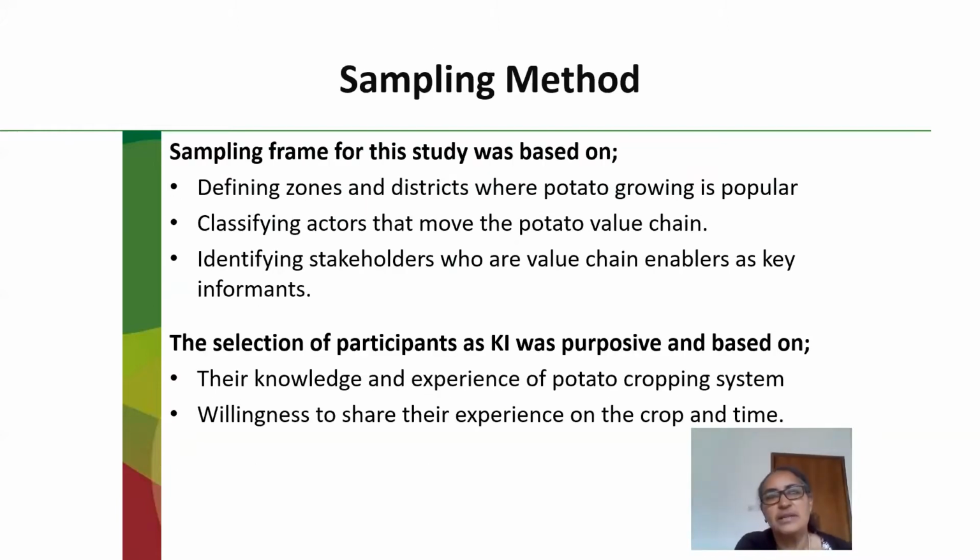As a sampling method, the sampling frame for this study was based on defining zones and districts where potato growing is popular, classifying actors that move the potato value chain, and identifying stakeholders who are value chain enablers as key informants. The selection of participants as key informants was purposive and based on their knowledge and experience of the potato cropping system, and also their willingness to share their experiences on the crop and their time.